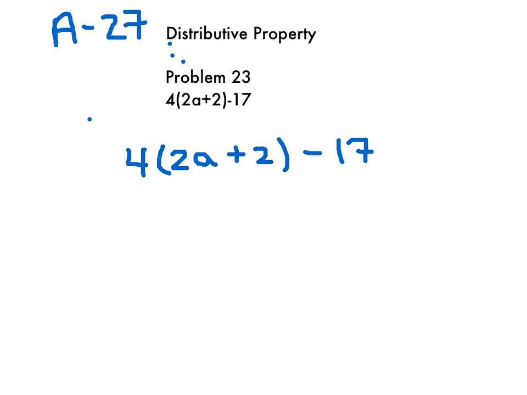Alright guys, so here we are in A27, and this is problem number 23. 4 times the quantity 2a plus 2 minus 17.